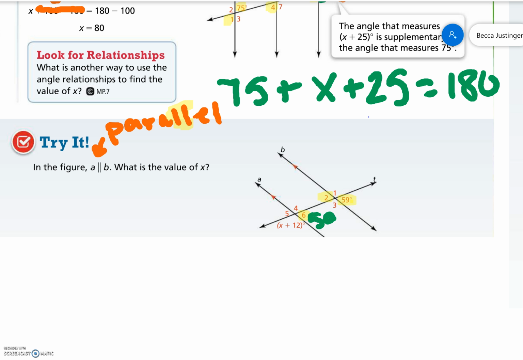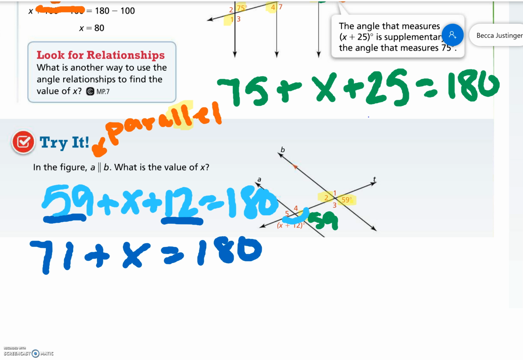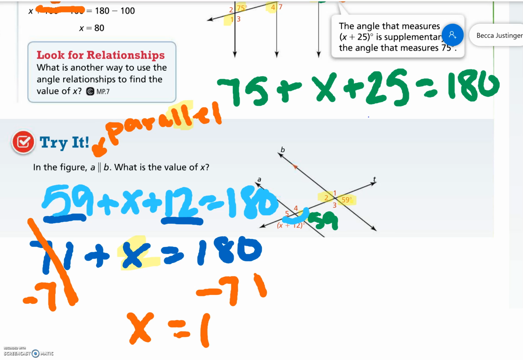So if this is 59, I look to see that these two are supplementary. So I know that 59 plus x plus 12 has to equal 180. I combine like terms. 59 plus 12 is 71. Plus x equals 180. Trying to solve for x, so I use my inverse operations. Subtract 71 from both sides. x is equal to 109.